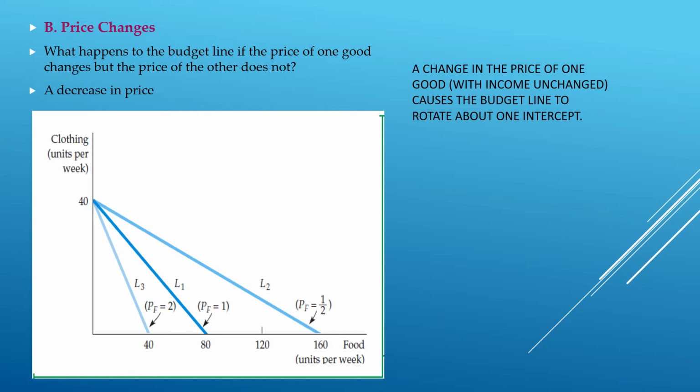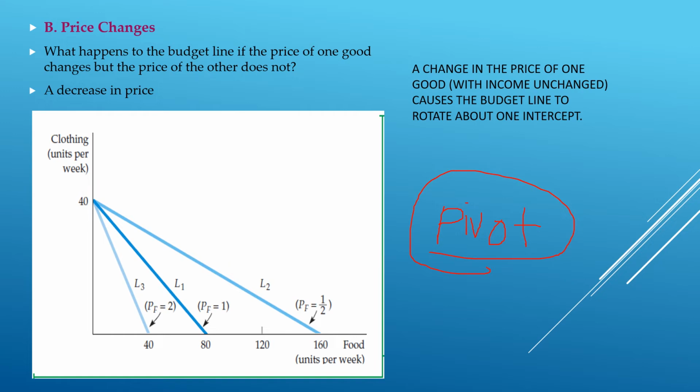Now, if there is a change in the price, the budget line will not shift upward or downward, but there is what we call a pivot in the budget line, a pivot change. What do you mean by a pivot change? There is a possible change in the price of clothing, or a possible change in the price of food. So there are two ways that may happen.